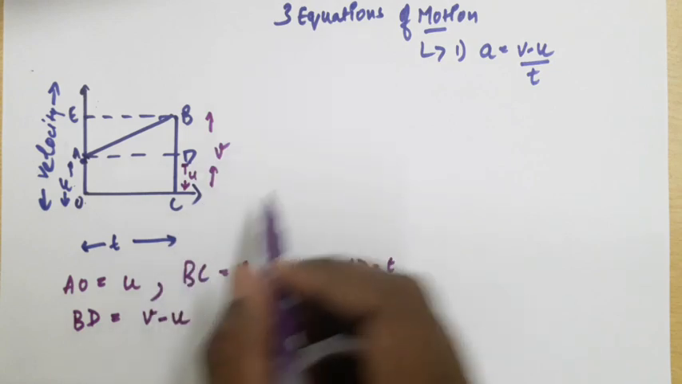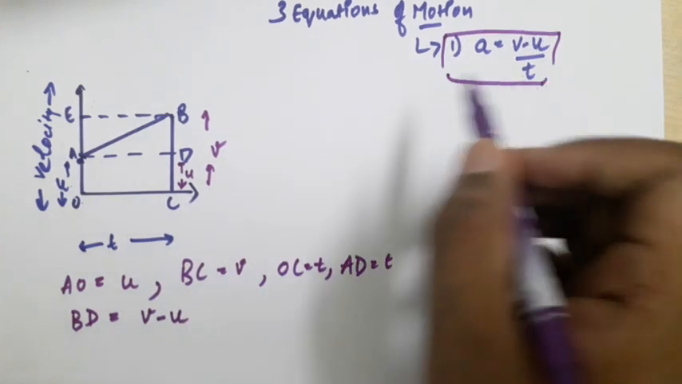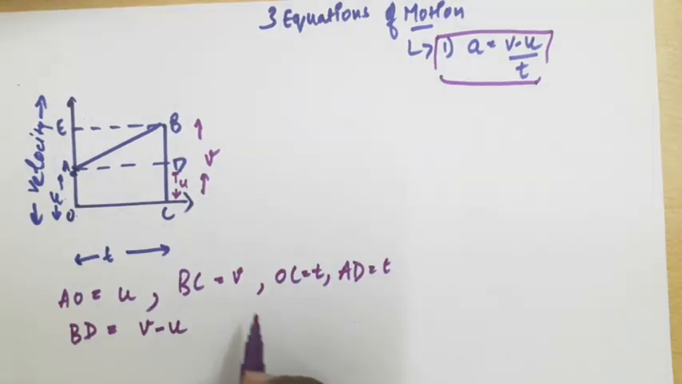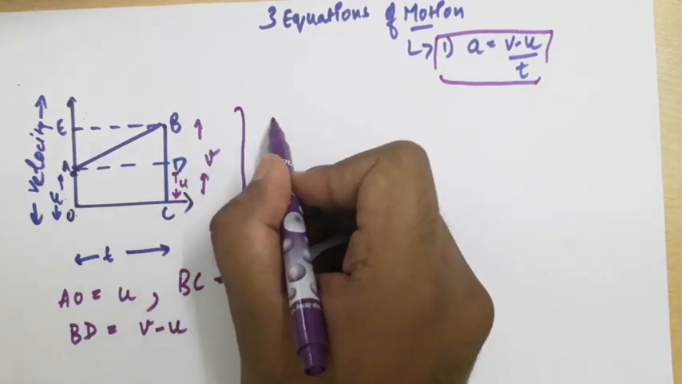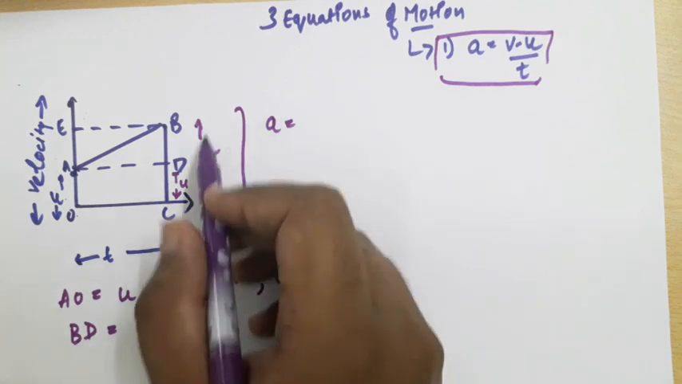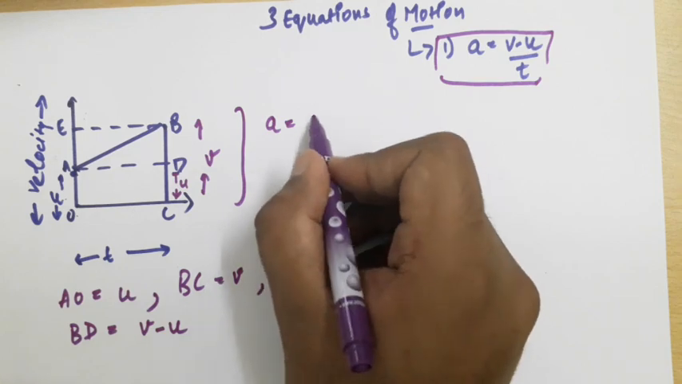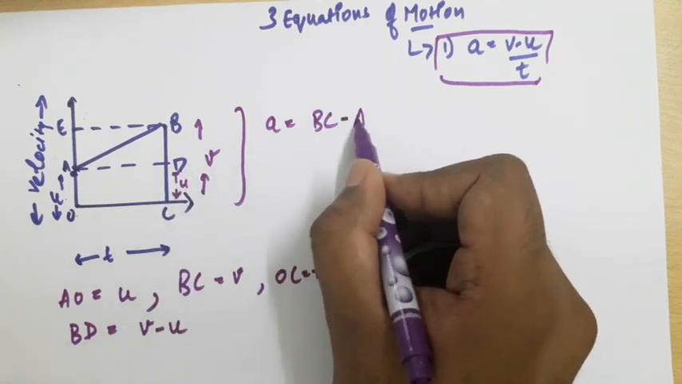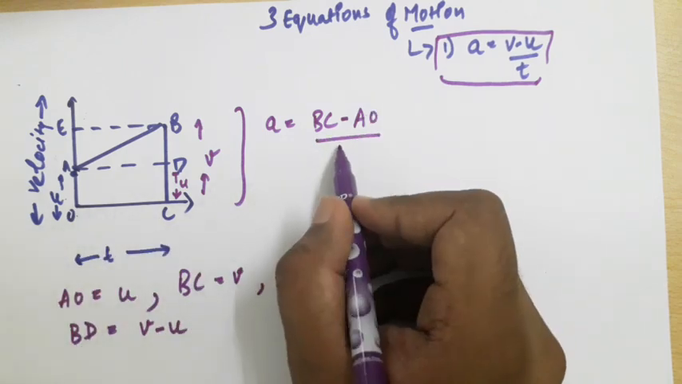So acceleration is what? If we have to prove the very first equation, how can we do that? From here, we'll write acceleration is equal to final velocity minus initial velocity. So BC is our final velocity, right? And what is initial velocity? Initial velocity is AO, respectively AD or OC, we can say.